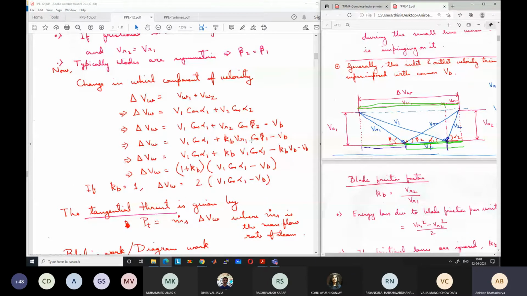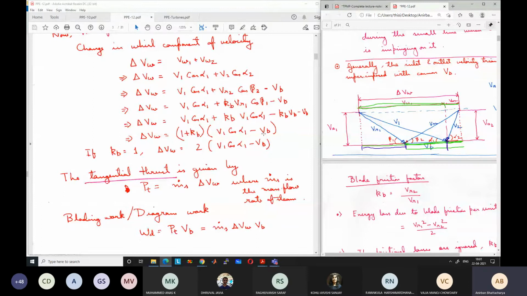Because it is multiplied by KB, we have KB into V1 cos alpha 1 minus KB VB. One VB was already there, another minus KB VB has come. So now by rearranging, you get delta VW is equal to 1 plus KB into V1 cos alpha 1 minus VB. If KB is equal to 1, if there is no friction, for the simplified case, delta VW is 2 into V1 cos alpha 1 minus VB. So this is the important relation.